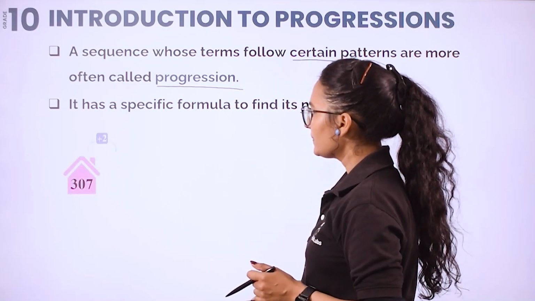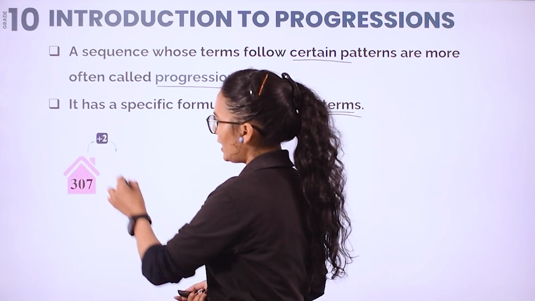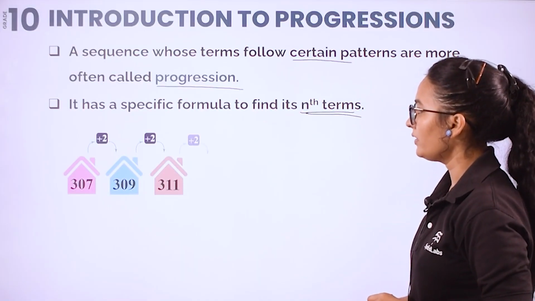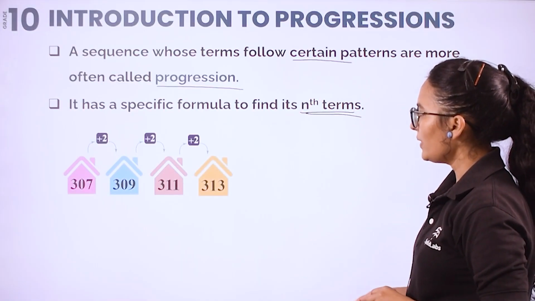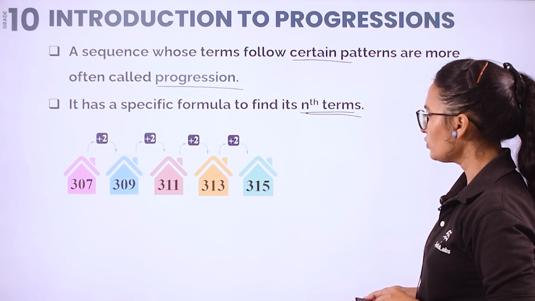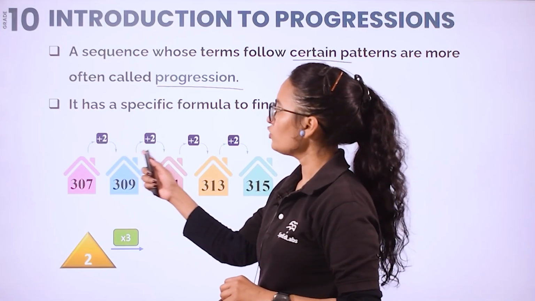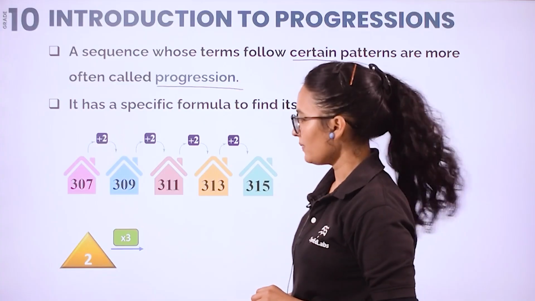So here, 3 not 7 plus 2, what do I get? 3 not 9. Okay, plus 2 again I get 3 not 11, 311, right? 311 plus 2, 313 plus 2, 315, right? So what is the pattern here? Plus 2, plus 2, plus 2, right? That is the pattern here.